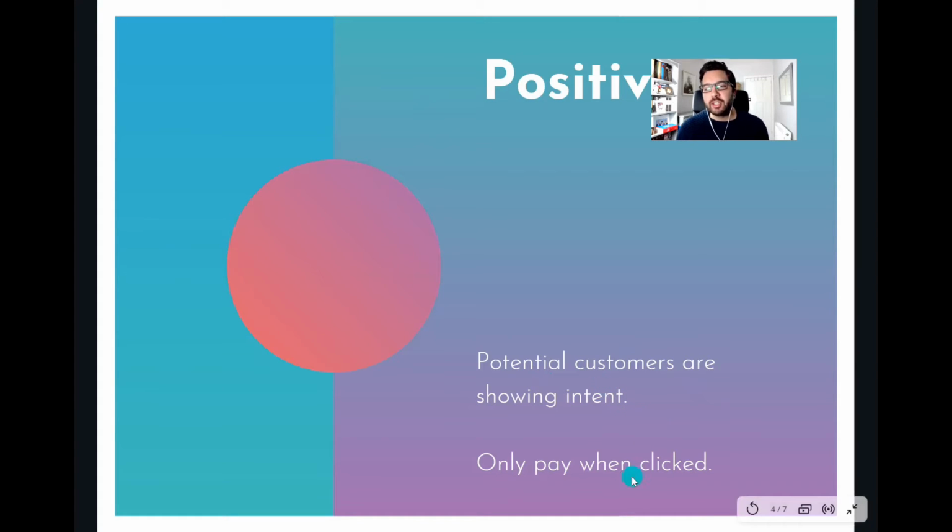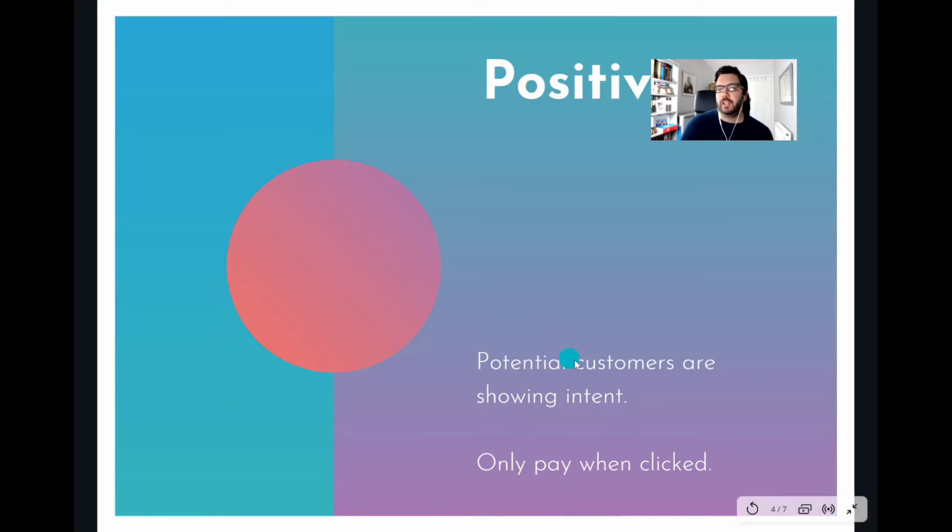This moves on to the second good part, which is that you only actually pay Google when someone clicks your advert. This is unlike something like Facebook or Instagram, where you pay for impressions. So if someone sees your advert, you pay for it. In Google, someone can see your advert over and over again, and if they don't click on it, you don't pay for it.